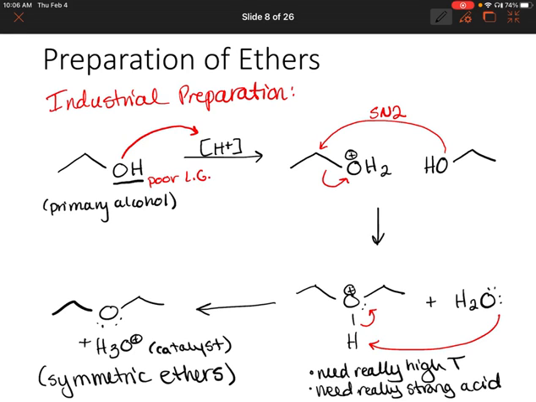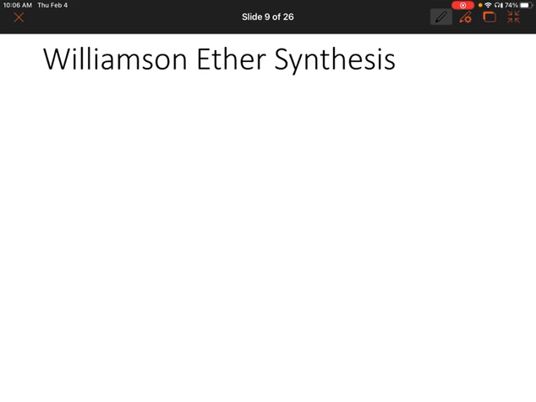So again, a lot of limitations here, but luckily a British scientist named Alexander Williamson was able to find a different method of preparing ethers. So we have a whole synthesis named after him, the Williamson ether synthesis. And this was demonstrated in the mid-1800s. So in this method, you start with an alcohol, similar to before.